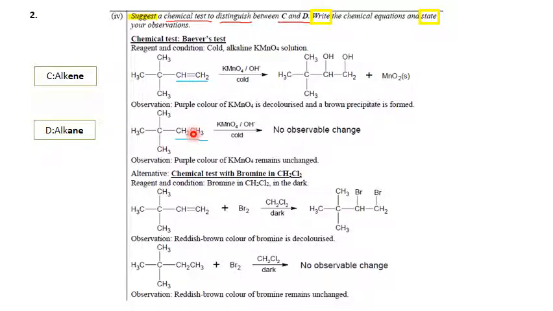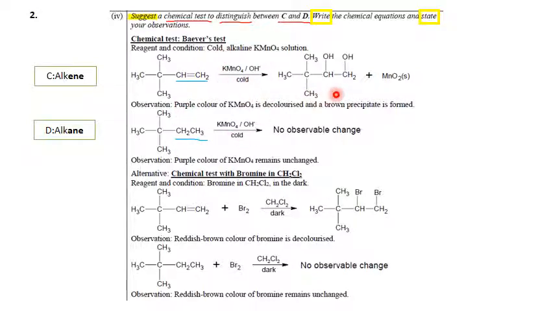Before that, we already discussed the technique to answer this question. Start by giving the name of the test, then the condition and reagent of the test, equation 1, observation 1, equation 2, observation 2. You must state the reagent correctly.